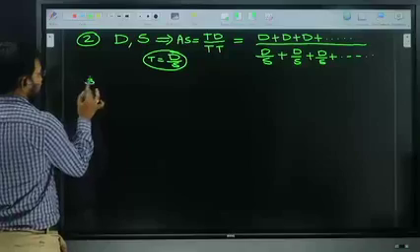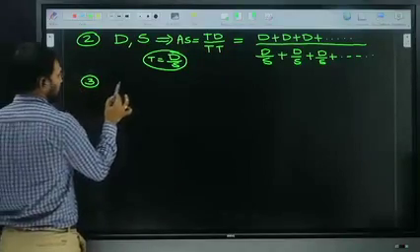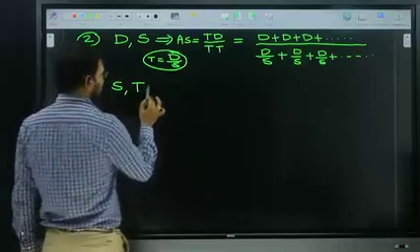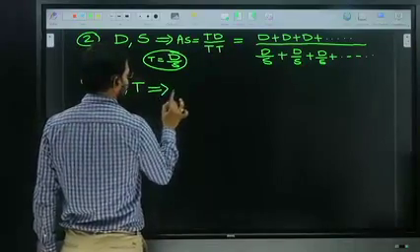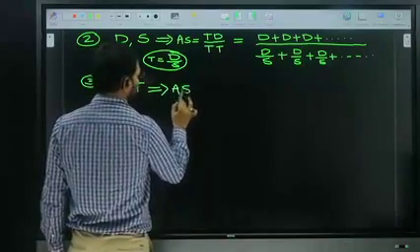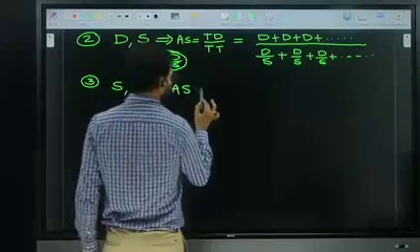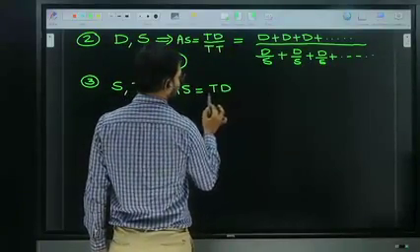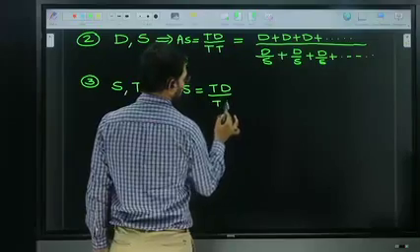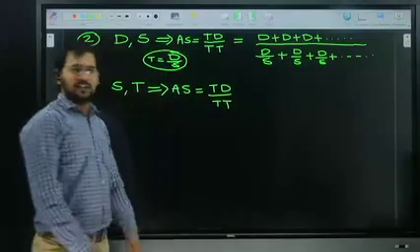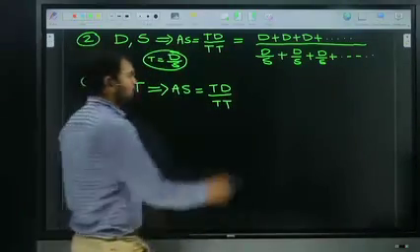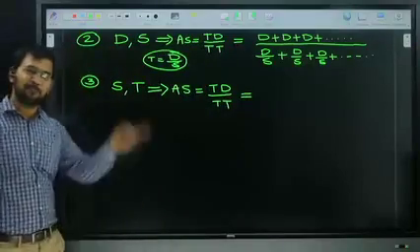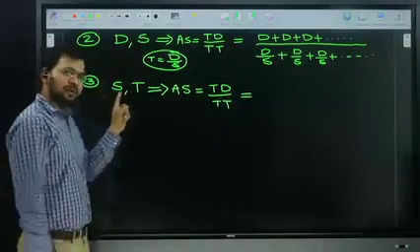The third possibility: they provide speeds and they provide timings, and they may ask for the average speed. Average speed is total distance by total time. First of all, I don't know the distance, but in place of distance, I know speed and I know time.